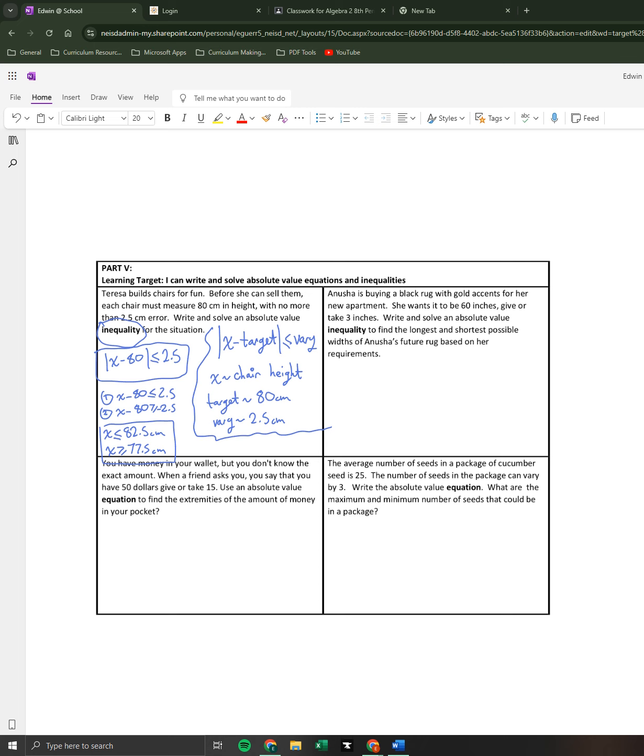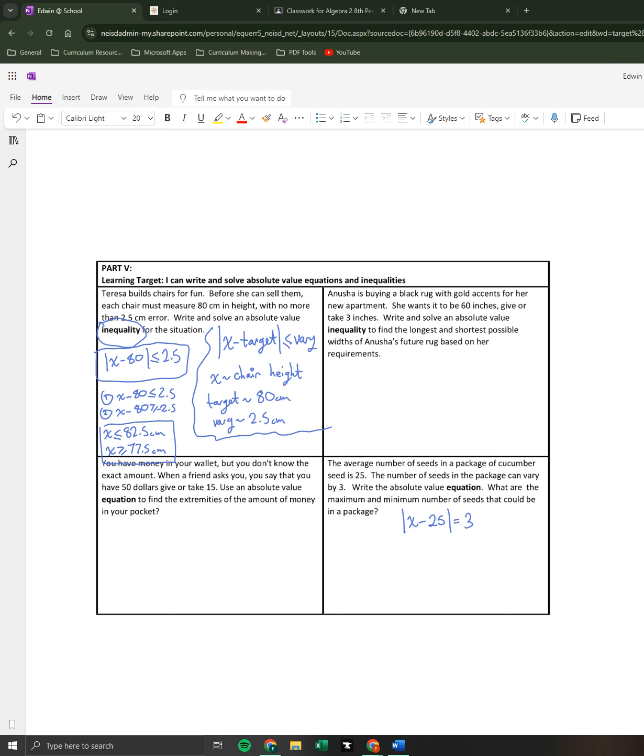So these examples are going to be pretty similar, pretty easy to see what's going on once you finally get that form down. Let's take a look at the bottom right example. The bottom right example is saying the average number of seeds in a package of cucumber seeds is 25. So we know that our target, how much we expect to have, is 25. But we know that it could vary by 3. So our vary is 3.